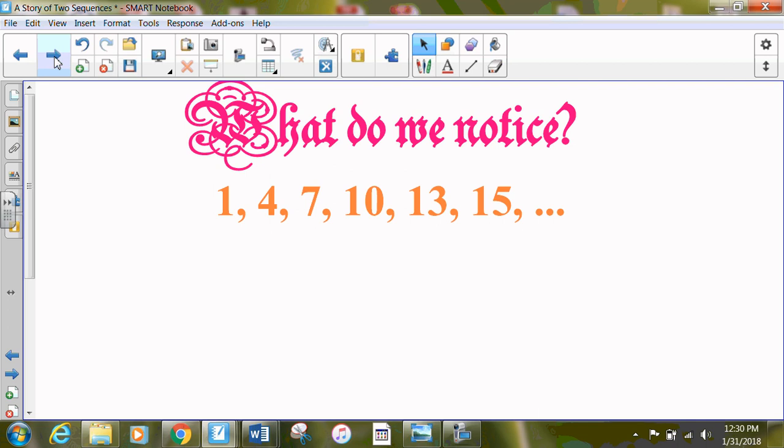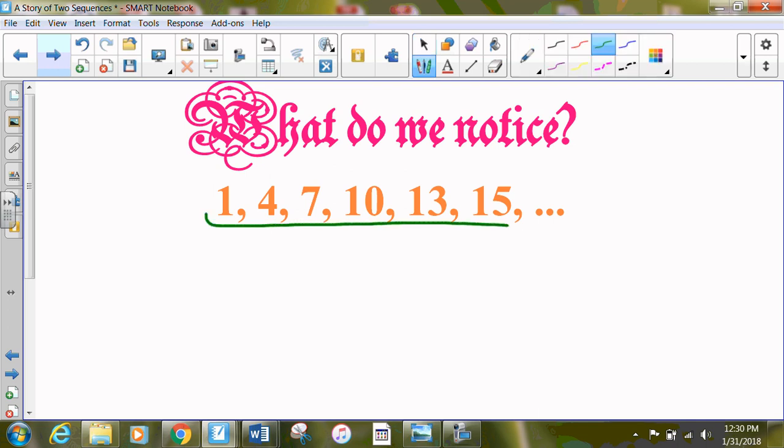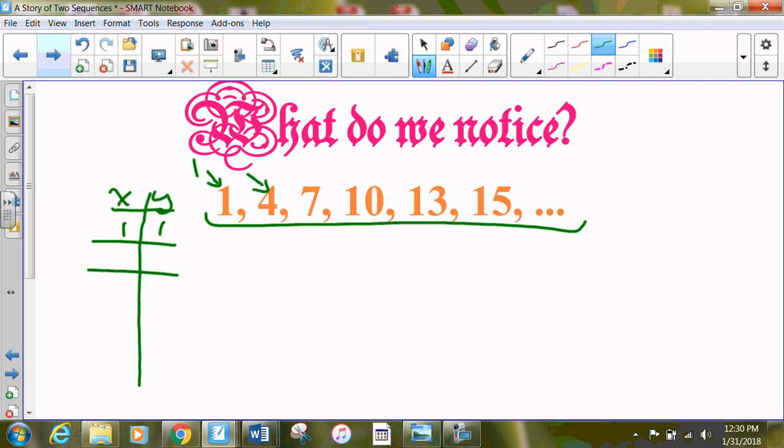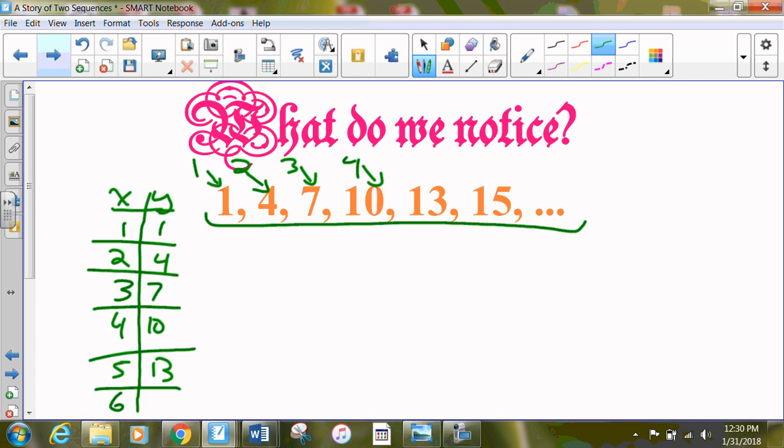So what do we notice? Let's go ahead and look at the linear sequence. And I know that when I look at a set of numbers, I want to study the pattern by putting them in a table, an XY table. And so I noticed that number 1 is my first term, number 4 is my second term, 7 is my third term, 10 is my fourth term, and so on and so forth. So I'm keeping track of this pattern through a table.